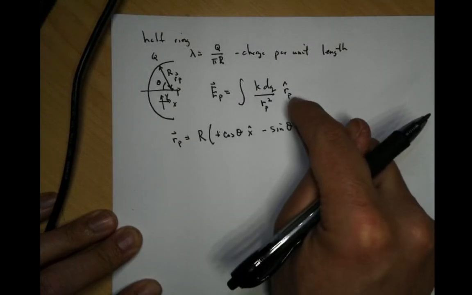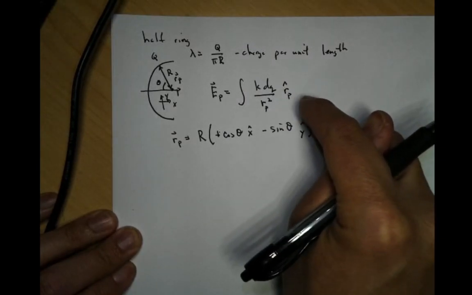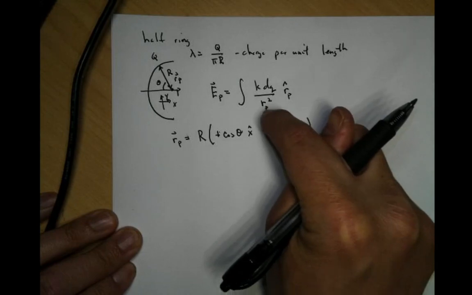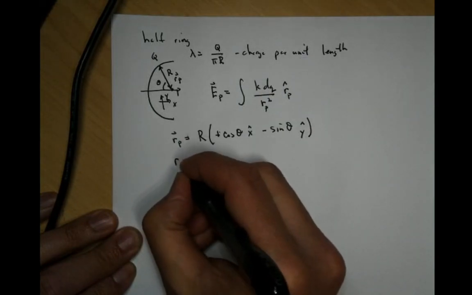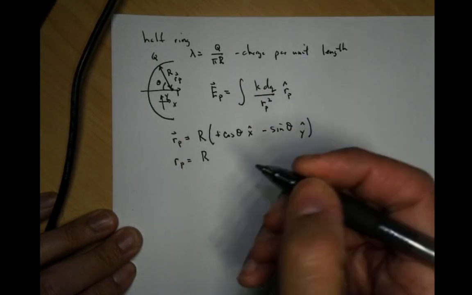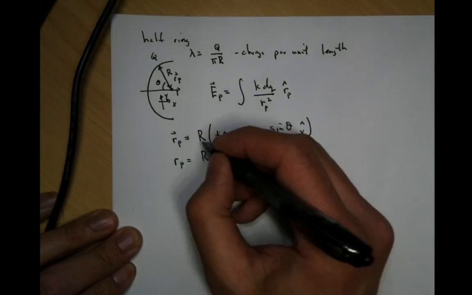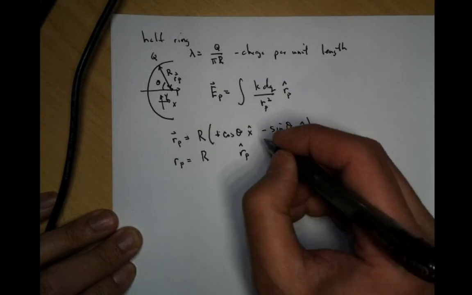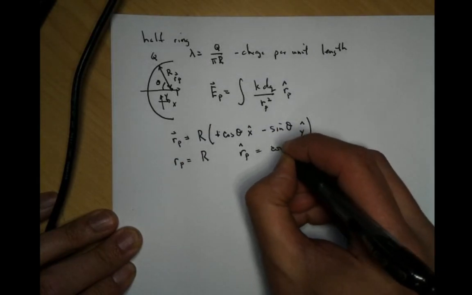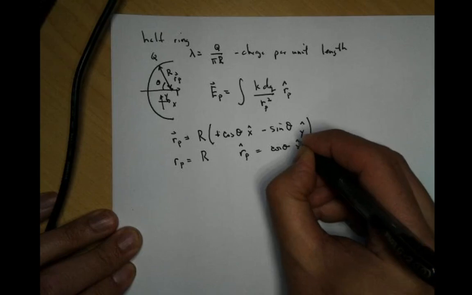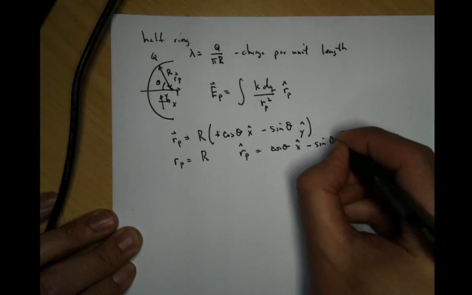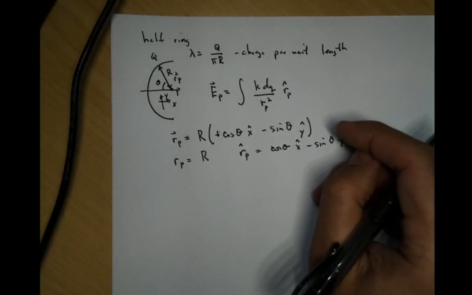Good. Now we can do this. r_P, that's just going to be r. And r_P hat, I'm going to take this and divide by the length r_P, and that's just going to be cosine theta x hat minus sine theta y hat.